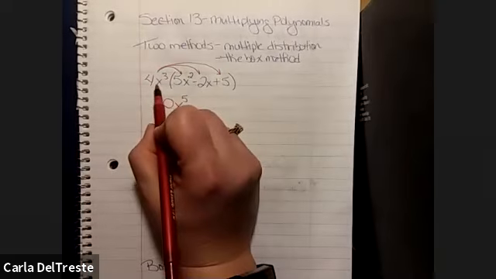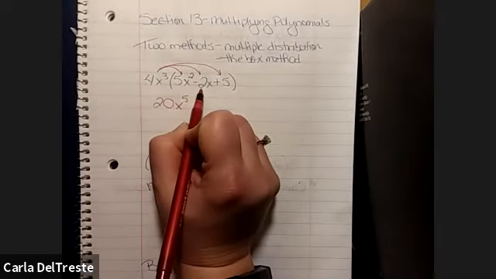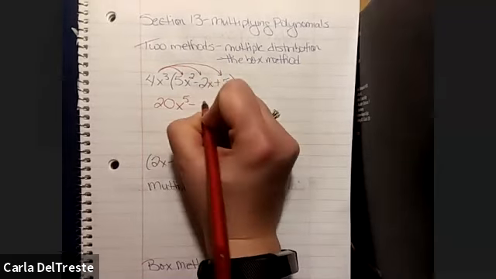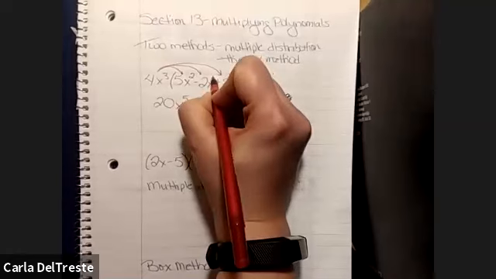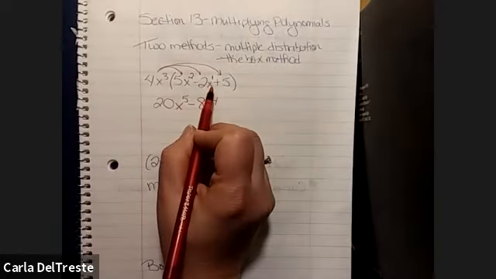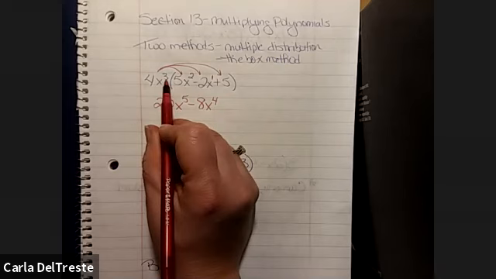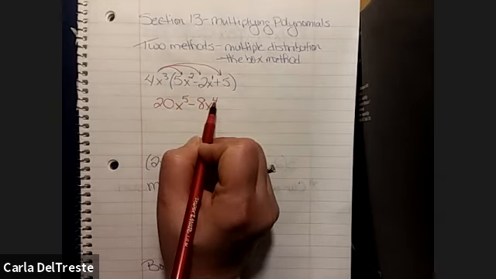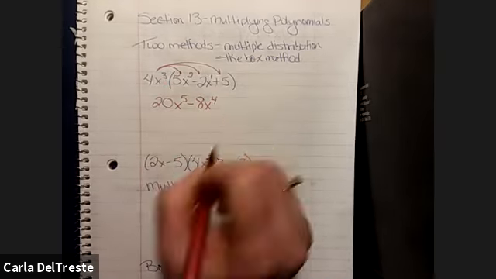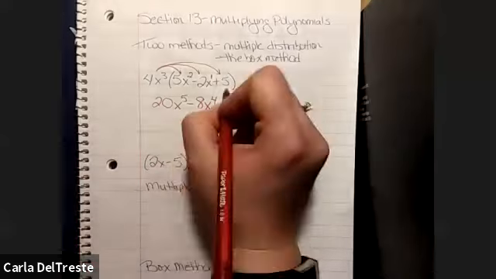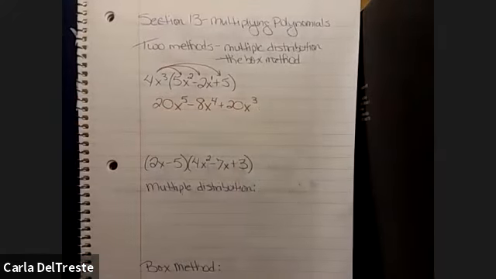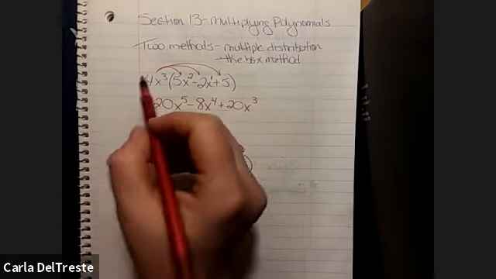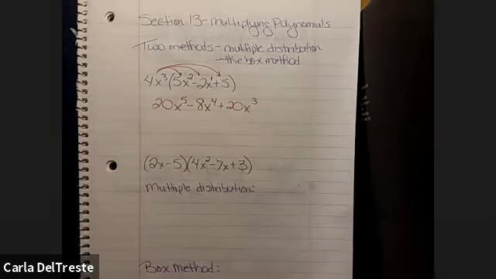Then I multiply 4x to the third times negative 2x. That's going to be negative 8x to the fourth. The reason it's a 4 is because there's that 1 on this x. So I'm combining this 3 plus 1, getting the 4. And then I multiply 4x to the third times 5, and I get plus 20x to the third. So just a single distribution there, multiply everything through the parentheses.